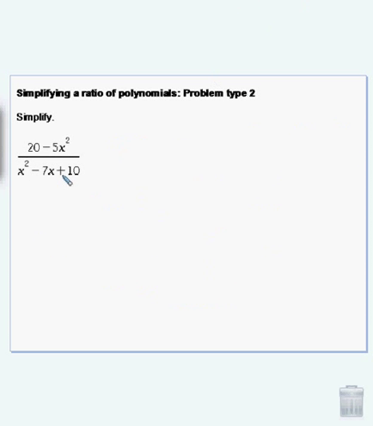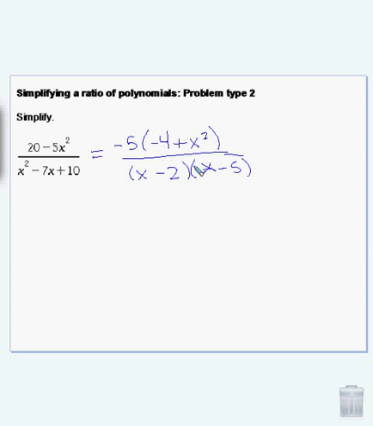For our second example, we have a similar situation. We have something that looks almost like a perfect square. I'm going to factor out a negative 5, which will give me negative 4 plus x squared. Looking at my denominator, I'm looking for factors of 10 that are going to give me a sum of negative 7. Since this is positive and this is negative, I'm going to want negative factors. So I'm looking for factors of 10 that add up to 7. That is 2 and 5. So x minus 2, x minus 5.